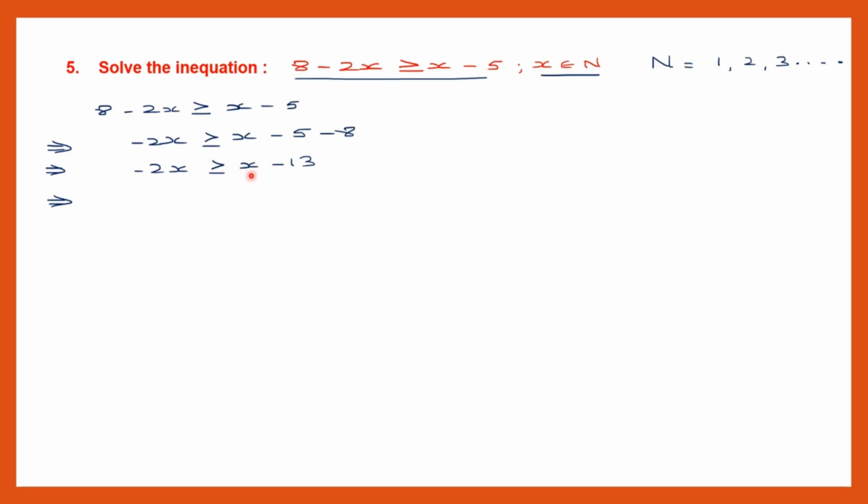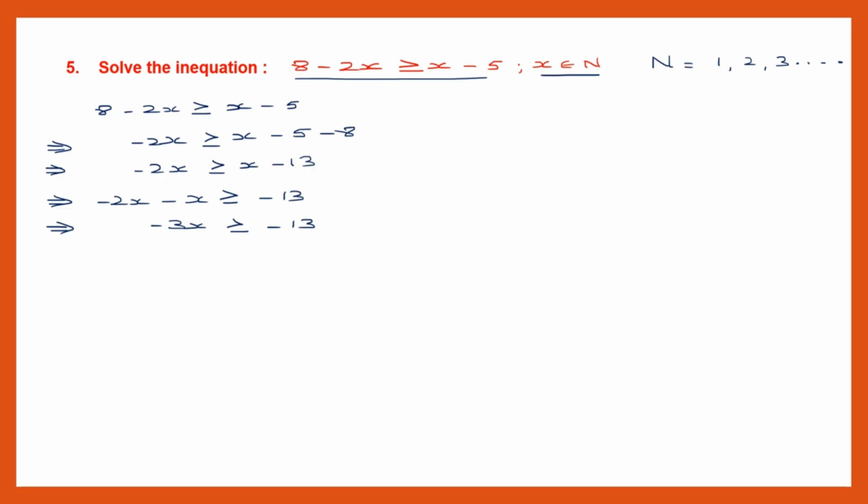The x that is here, we will bring it to this side. So that becomes minus 2x minus x is greater than or equal to minus 13. Now this is minus 3x is greater than or equal to minus 13. Here, as you can see, we have minus 3 into x. To remove that minus 3, we have to divide this by minus 3.